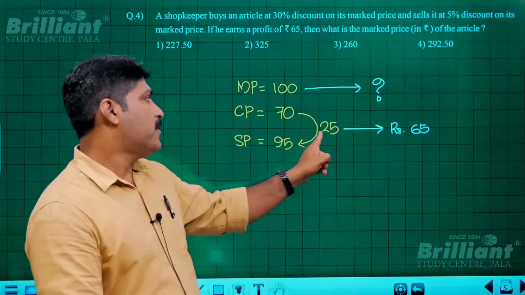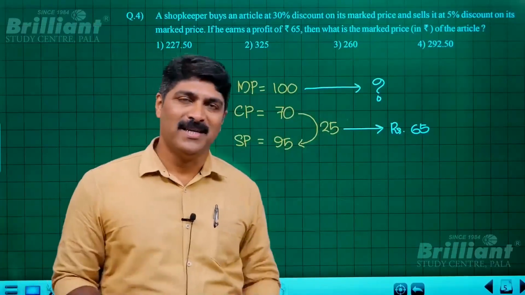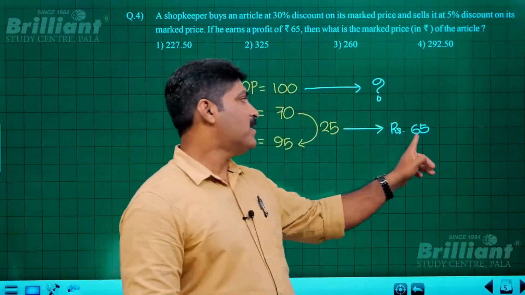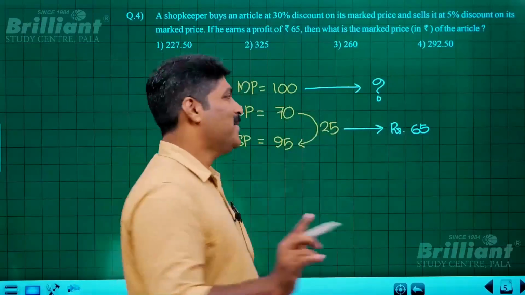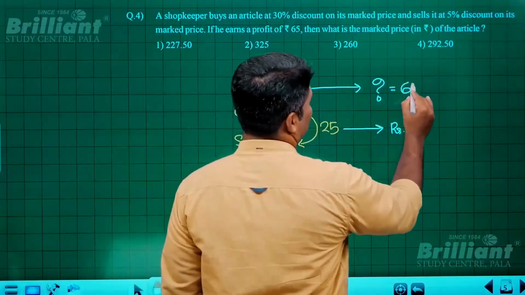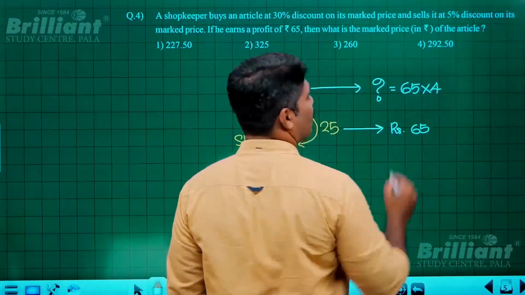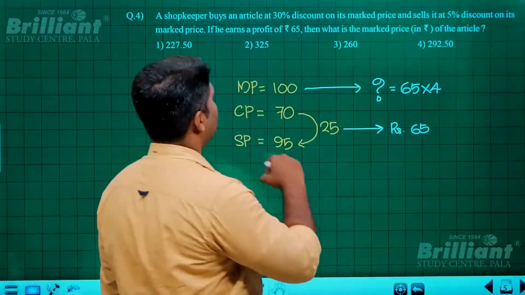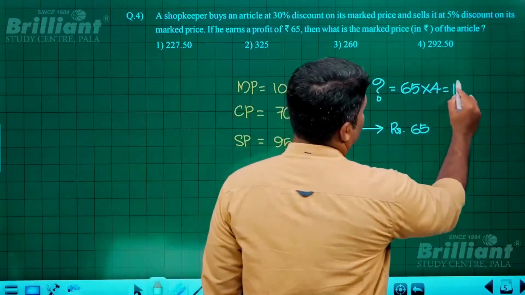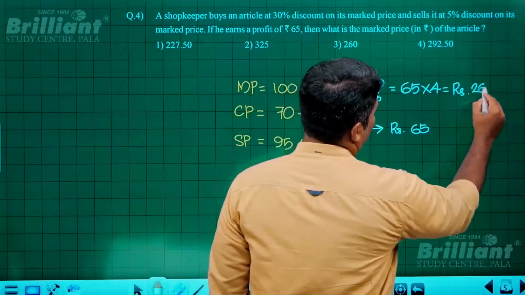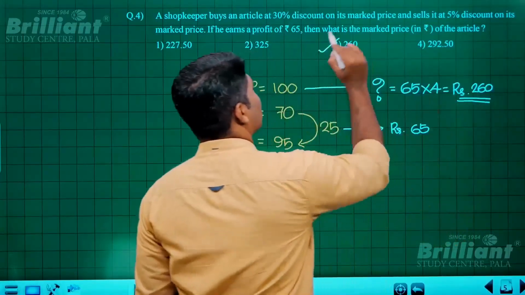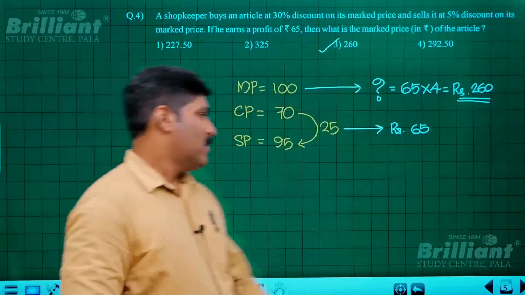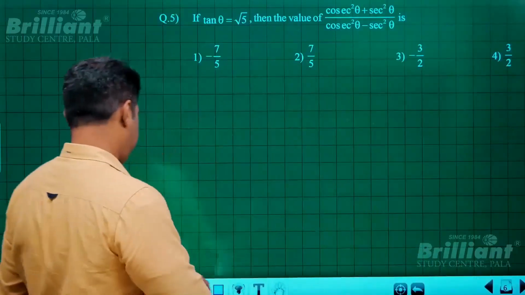That's a very simple thing. Here, we know that 25 into 4 is equal to 100. So this is simply 65 into 4, that's it. So find out what will be the value. That's equal to 260. So therefore, the answer is rupees 260. Clear? So this is the easiest question in this set. So consider the next question here.